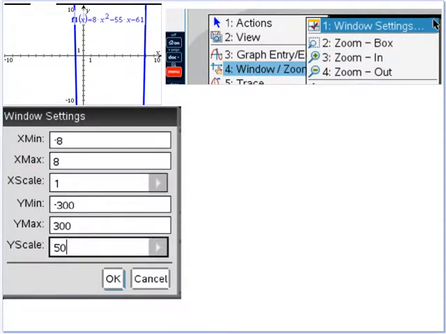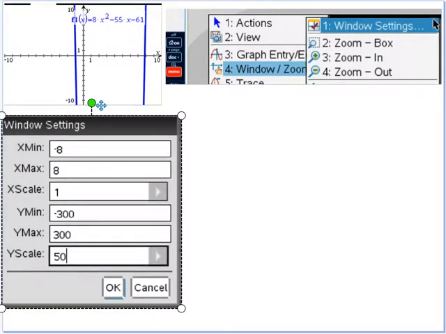Let's see. So with this formula, our window looks something like this. Well, you can't really see what's happening. We want to be able to see it. So go ahead and change your window to match the ones on your worksheet. Go to Menu, Window 1, then put in these values. Notice my Y scale is 50 here. I know that it's going to be 50 by counting the tick marks on the worksheet. So go ahead and change your window settings, and then let's look at what your graph looks like.